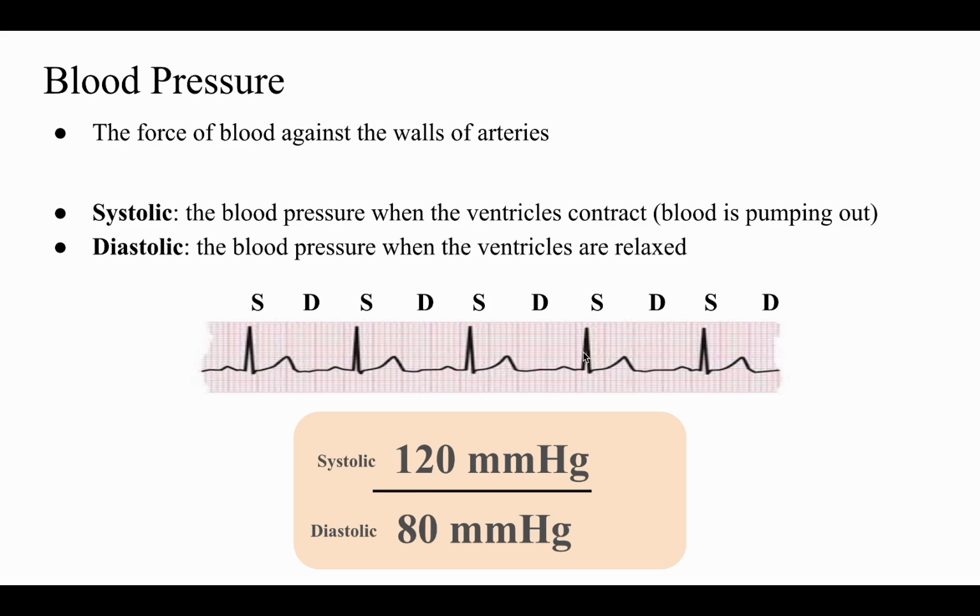So if we look at this electrocardiogram rhythm strip, which is just an electrical tracing of the heart, the systolic blood pressure represented by the S would be the pressure when it's contracting, and the diastolic pressure represented by D would be the pressure when the heart is relaxed. And then a normal blood pressure is typically 120/80, and then the mmHg is just the units we use, which is millimeters of mercury.